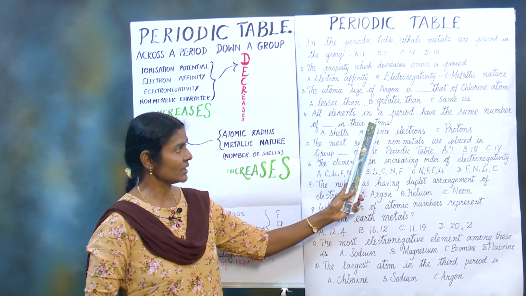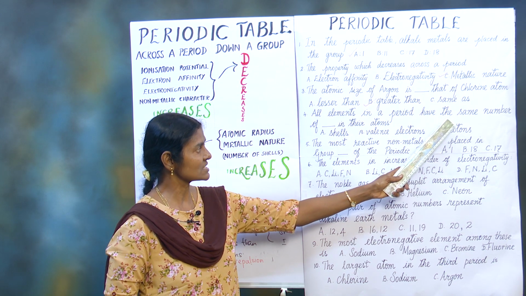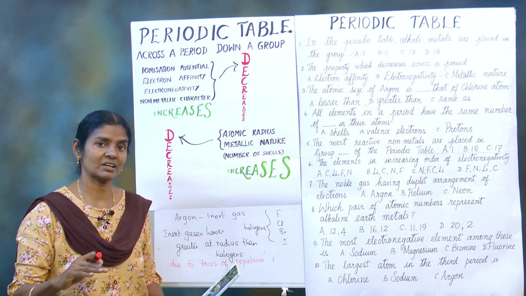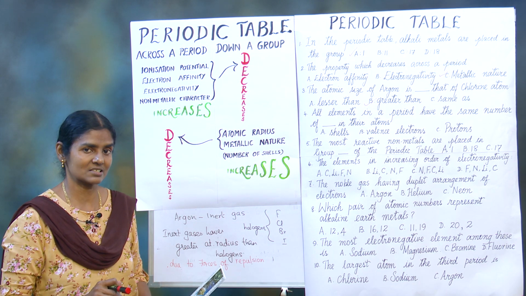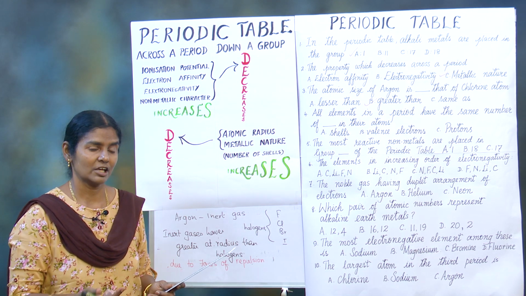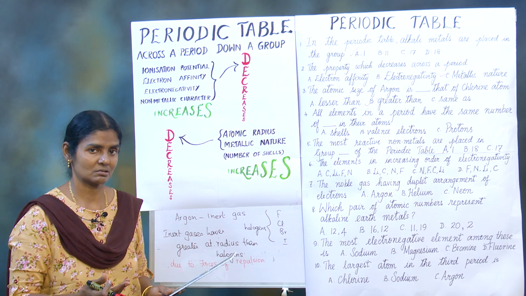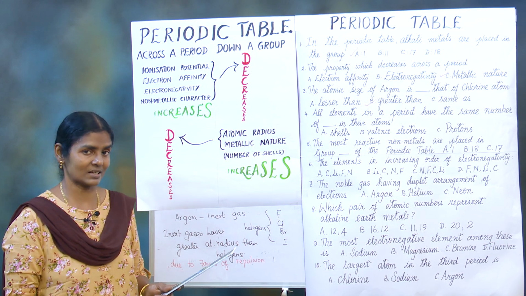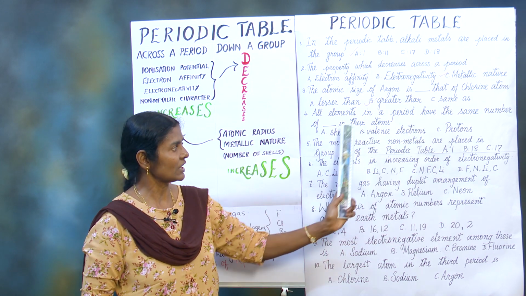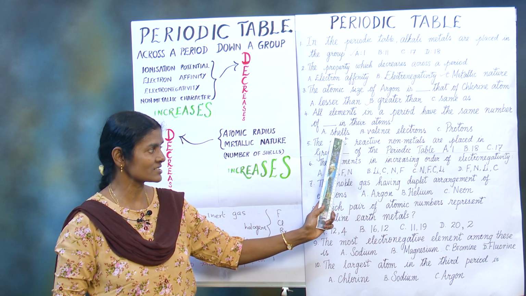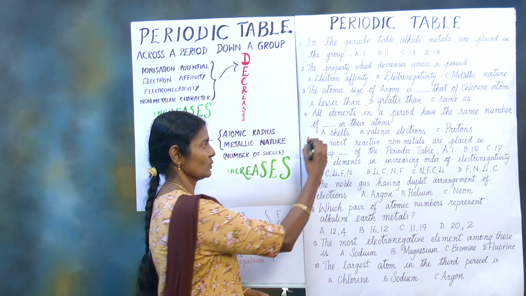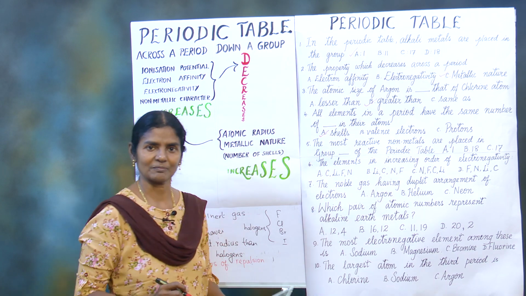Next. All elements in a period have the same number of what? What does a period denote? A period denotes the number of shells. If an element belongs to period 1, it has 1 shell. If it belongs to period 2, it has 2 shells. If it belongs to period 3, it has 3 shells and so on. So, all elements in a period will have the same number of shells, not the valence electrons or protons. So, A is the correct answer here.